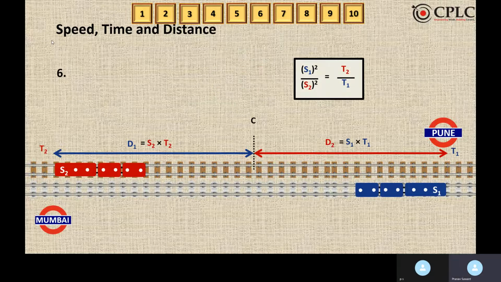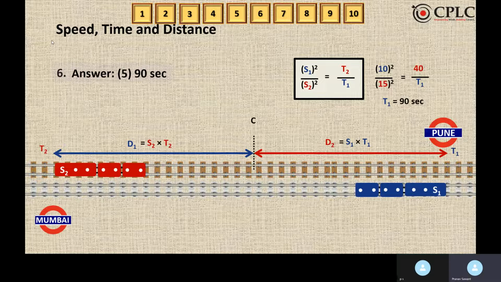Now put in the values, that would be 10 square upon 15 square is equal to 40 upon T1. After solving, we'll get T1 as 90 seconds. Hence 90 seconds is the answer.